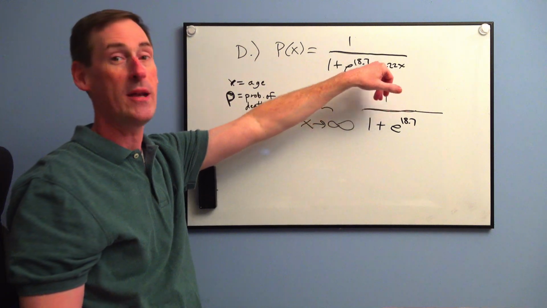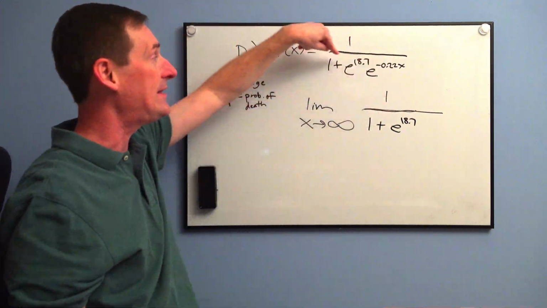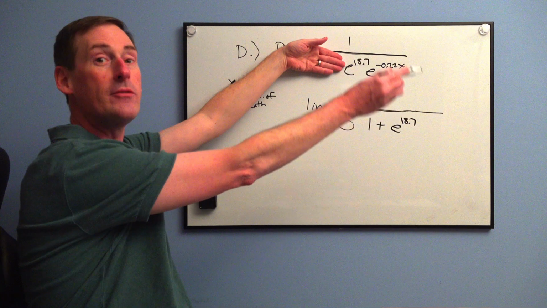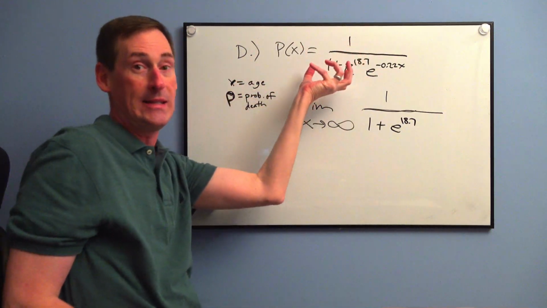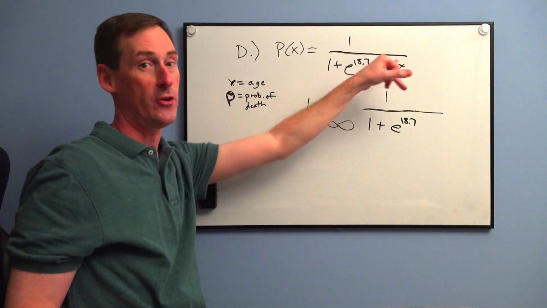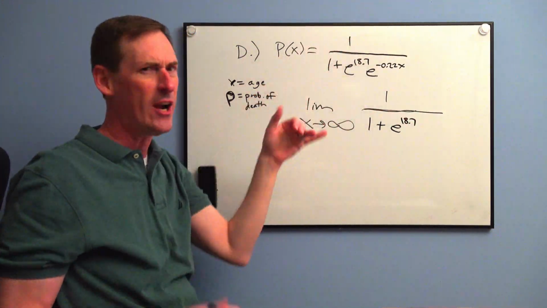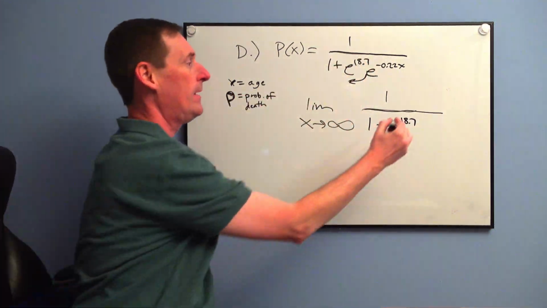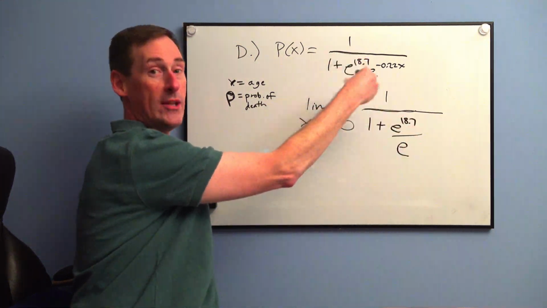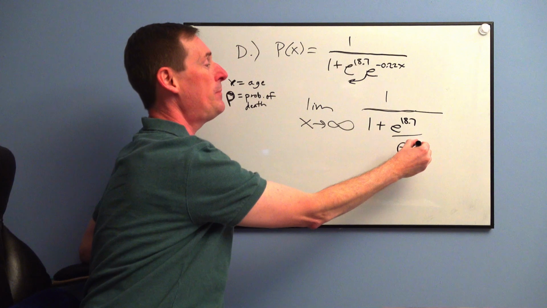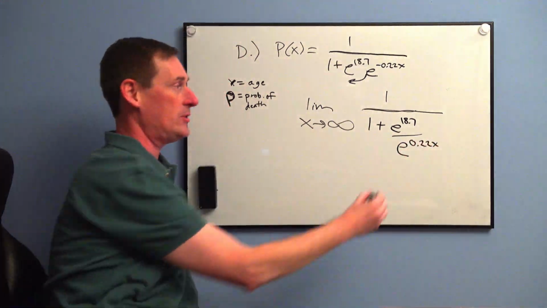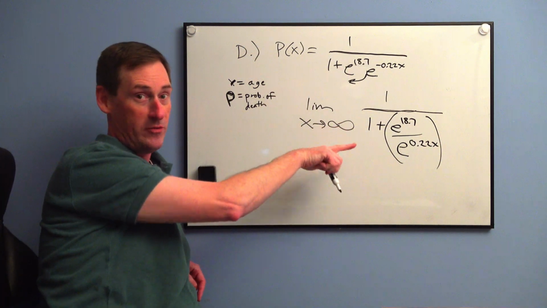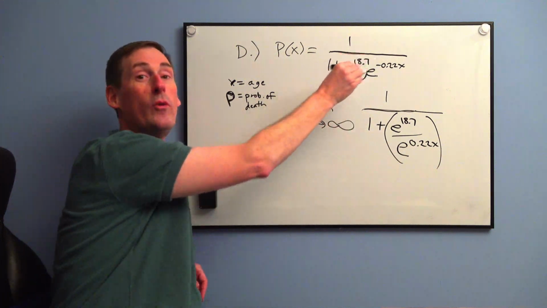Mr. Wade, doesn't negative power mean I can move it from downstairs to upstairs? Nope, because of that silly plus one right there. If the one plus wasn't on it, you could move the negative to the top. With the one plus, you cannot detach it from its other e-buddy and put it on the top where it's now shared. That doesn't make sense. You scoot it under what it's with. Isn't that the theme today? So we scoot it under the e that it's with, not the one plus, and you make it e to the positive 0.22x. So that's a big fraction inside of a fraction, which is okay for limits. We're going to get rid of it anyway. You see where it moved there? Be very careful. Only move it with its buddy.